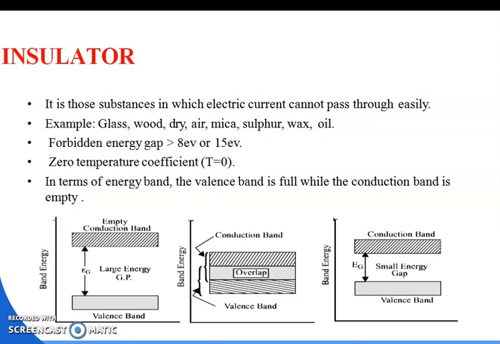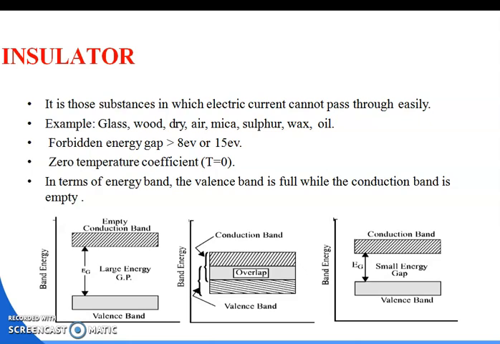We can say that gases are also insulators, like SF6 gas. We have SF6 gas, that is also an insulator. Air is also an insulator, and there are different types of examples. That is called the insulator.